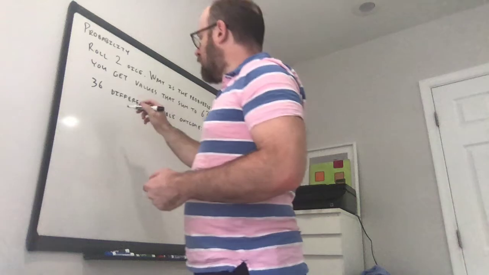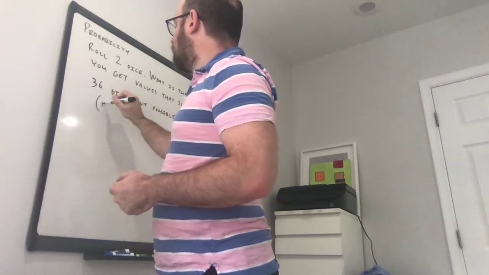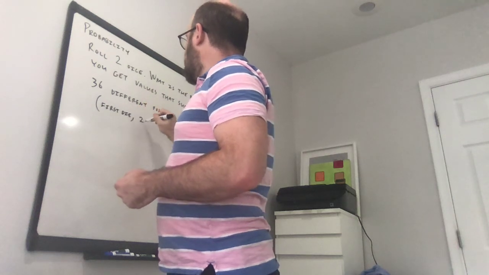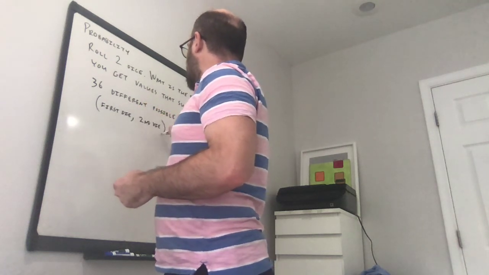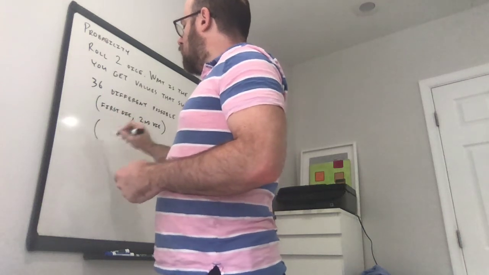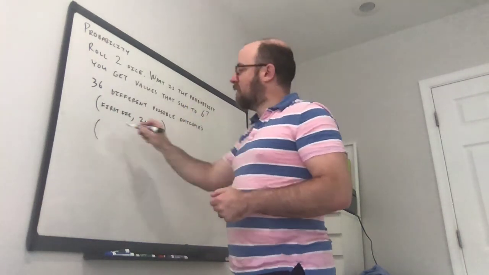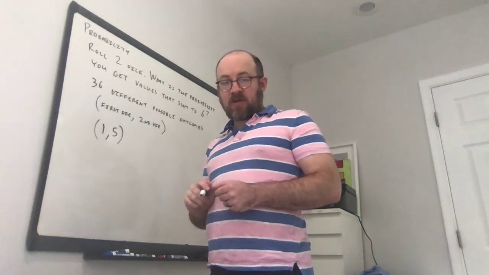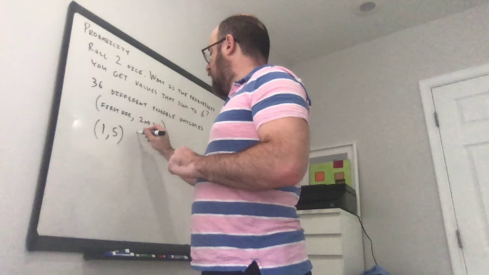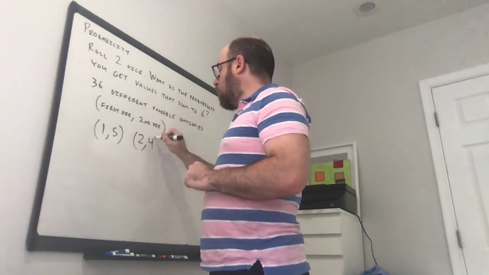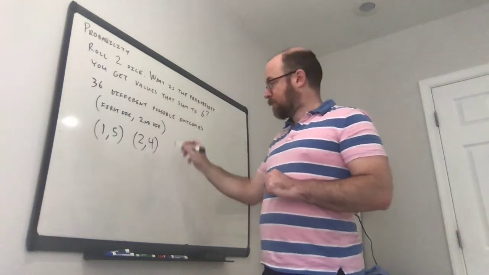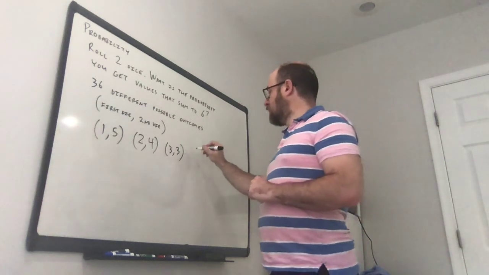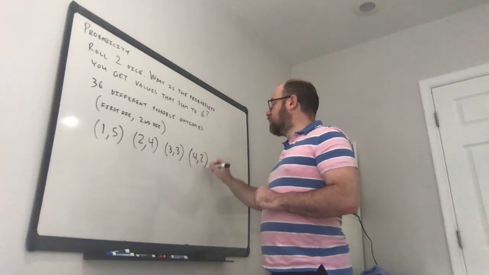Well, if you think about writing down pairs, where you've got what you get on the first die and on the second die, which ones are going to give you things that sum up to 6? Well, a 1 on the first die and a 5 on the second die would sum up to 6. A 2 on the first die and a 4 on the second die. A 3 on the first and a 3 on the second. A 4 on the first and a 2 on the second.